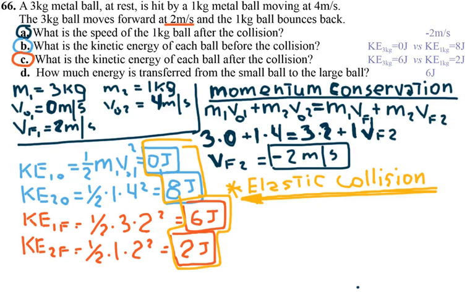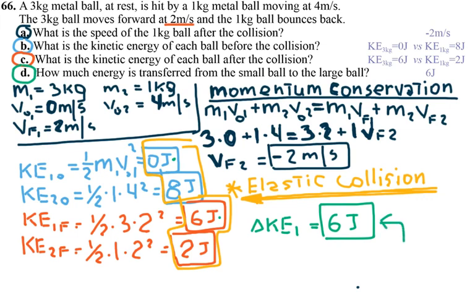And then how much energy is transferred from one ball to another? You used to have 0 joules of energy here, and now you have 6 joules of energy, right? So the change of kinetic energy of the first ball is equal to 6 joules. Where did it get the energy from? It got it from the second ball, because the second ball lost 6 joules of energy.